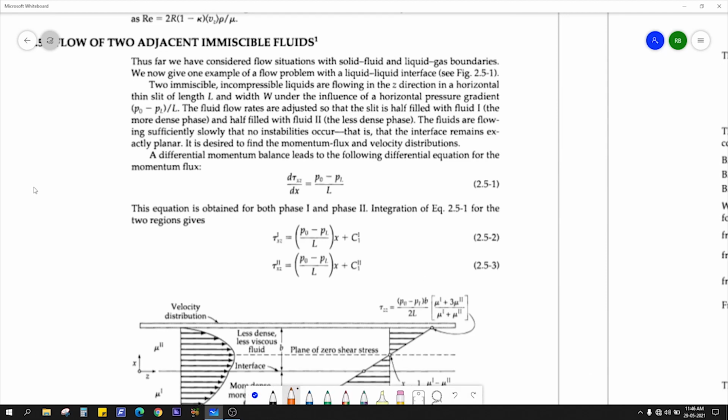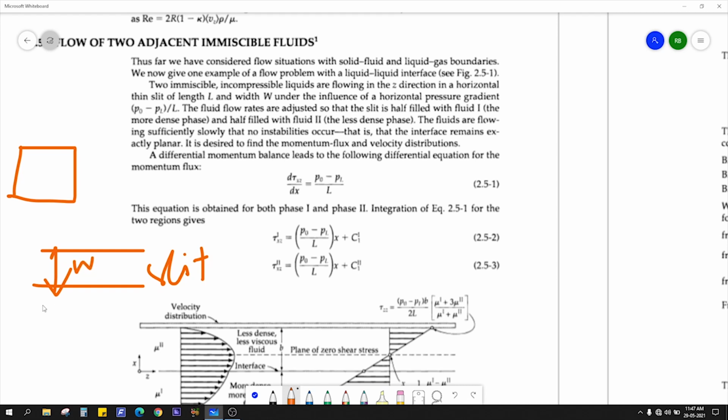We are given a slit. This is not a circular pipe, it is like a rectangular pipe. If you see the cross section, it is like this. This is a side view, and this is called a slit. This is the width W and this is the length L.